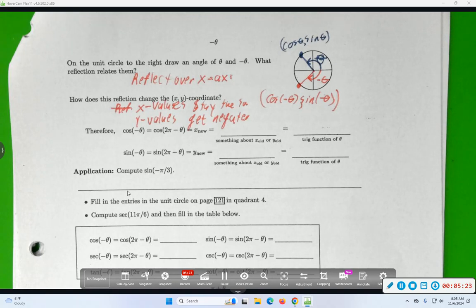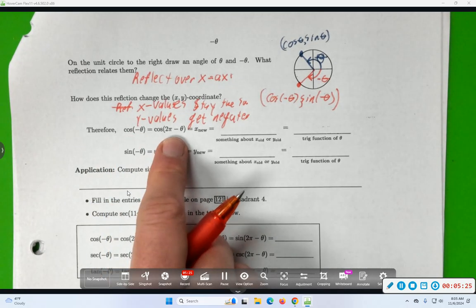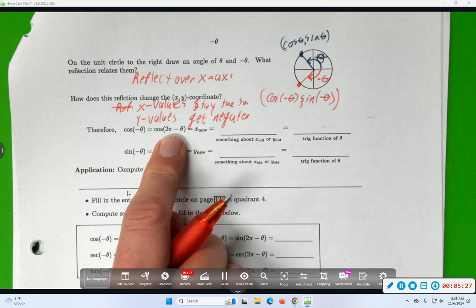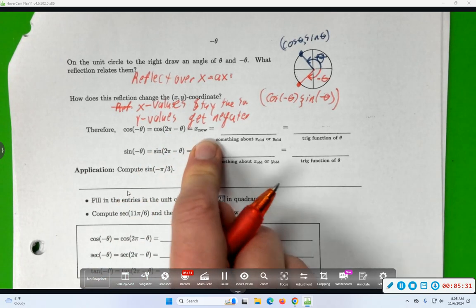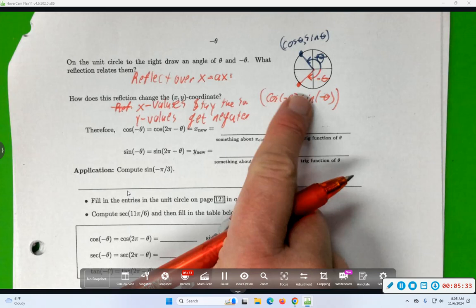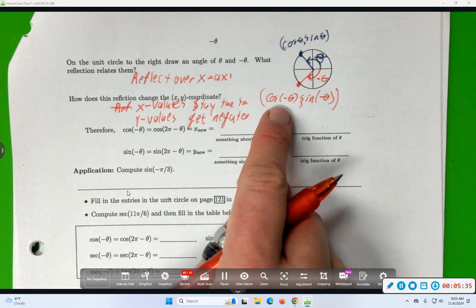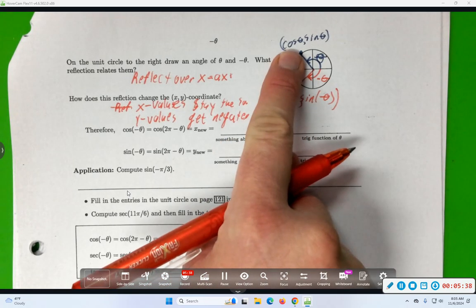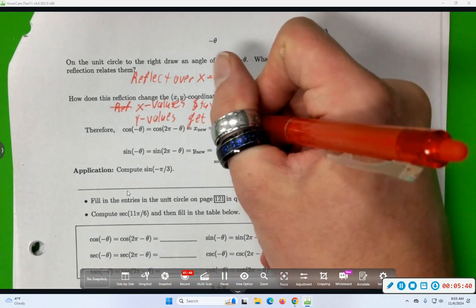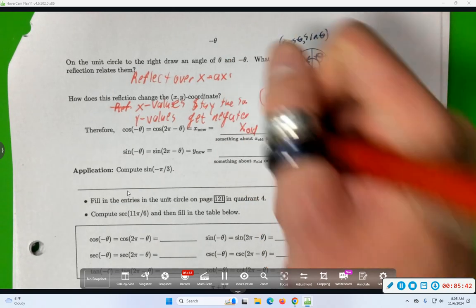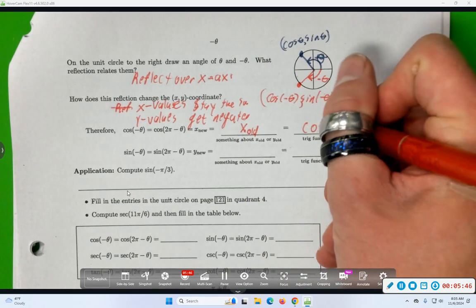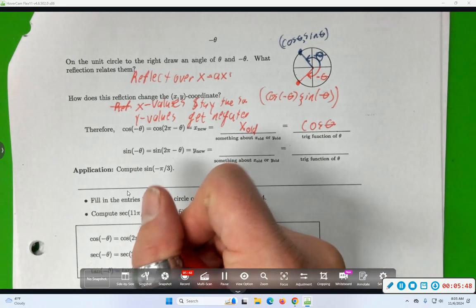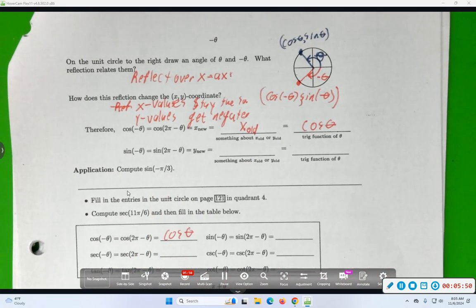So that means cosine of negative theta, that's the cosine, same as cosine of 2 pi minus theta. You can add an extra 2 pi, it doesn't change it. Cosine. That's the orange x value. The orange x value is the exact same as the blue x value. So, cosine of negative theta is the exact same as the cosine of theta.